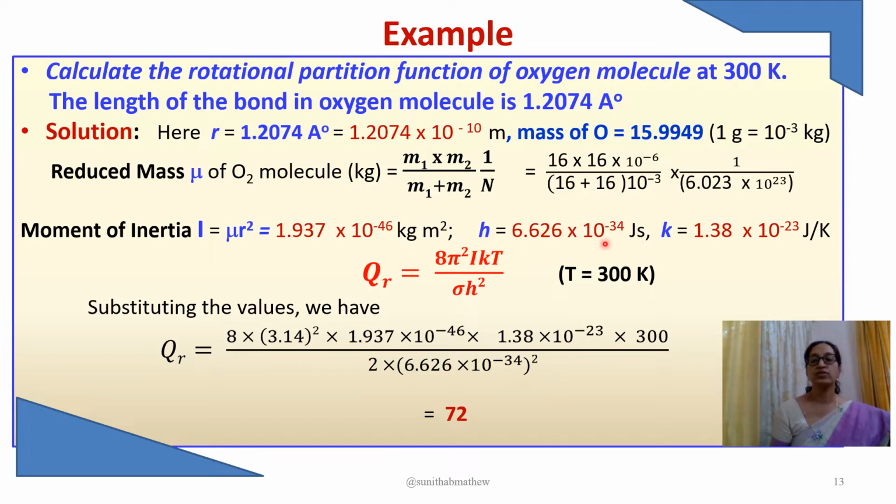This is the value for the Planck constant and this is for the Boltzmann constant. We will substitute all the values and we get the value of the rotational partition function as 72. In case of translational, we have seen that it was of the order of 10^28, that many thermally accessible states. But here comparatively there are fewer thermally accessible states, of the order of 10^2. So here we have only 72 thermally accessible states.